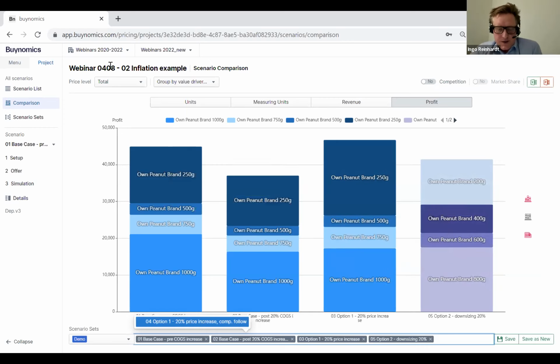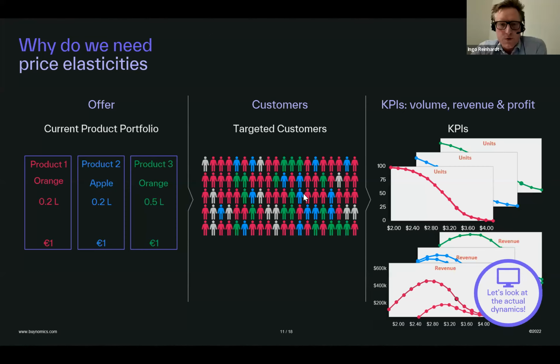All right, so this was just a brief look at what we think is a better way to look at price elasticities, to capture the full dynamics in real markets and not just have this very simplified, maybe simplistic, concept of a price elasticity to assess how customers react to price changes.